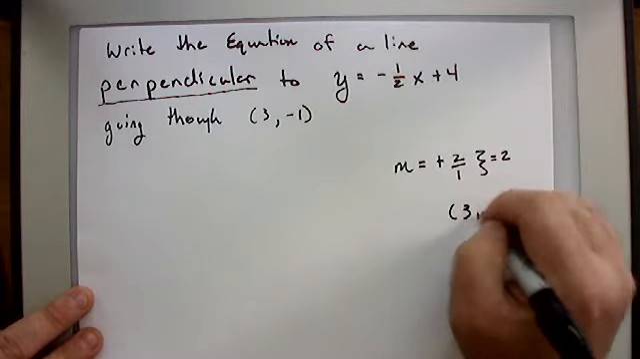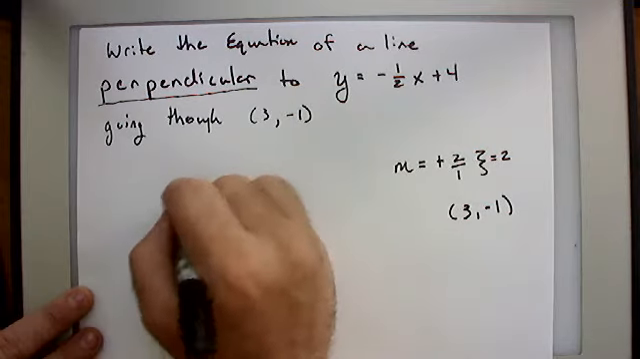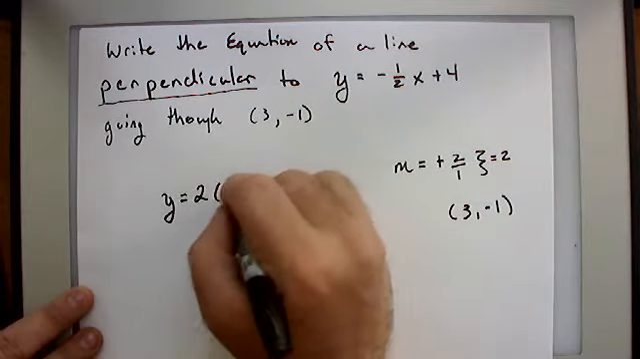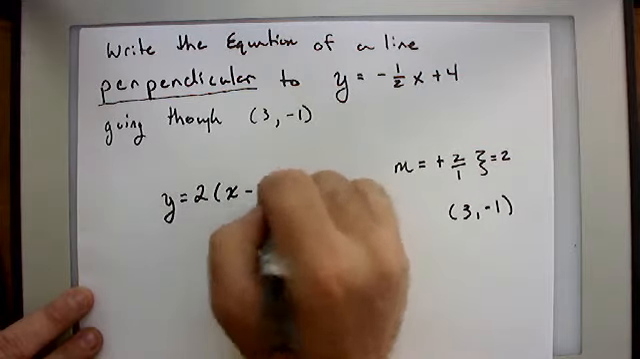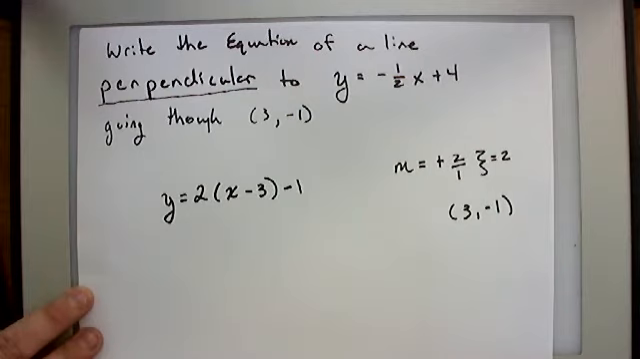We got a (0.3, -1). Hopefully you know what to do now. Point-slope: y equals m, which is 2, times x minus 3. And then our y1 is -1, so just put -1 there, remember. And then we just work it out.